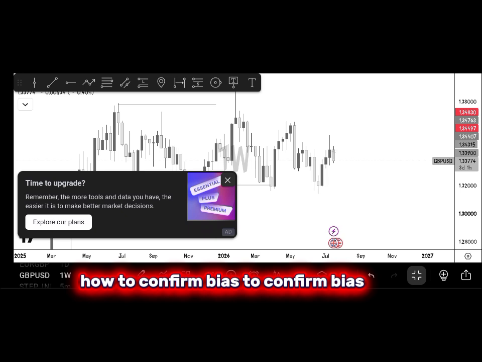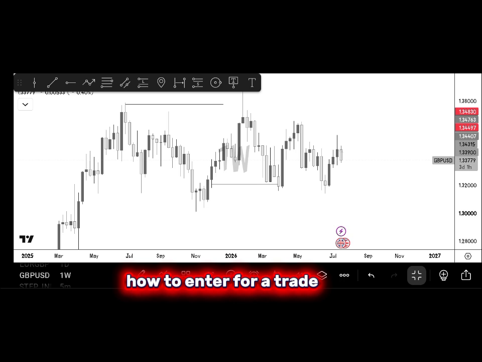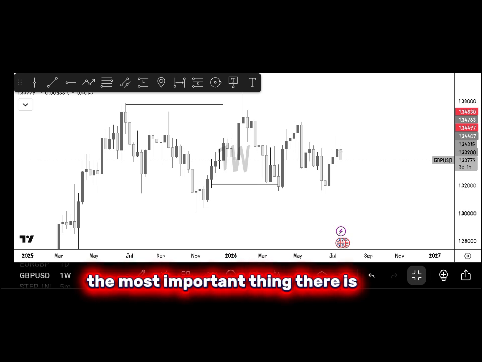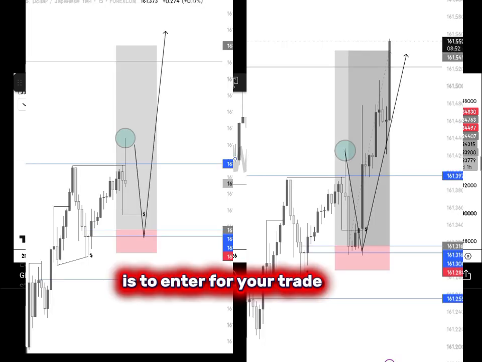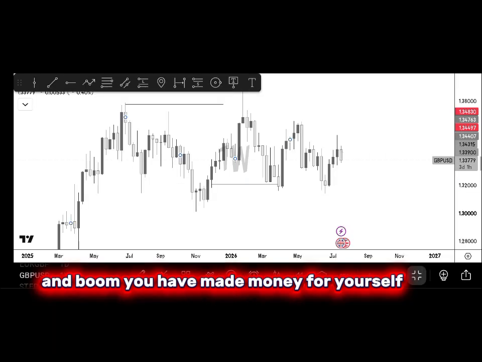How to confirm bias. To confirm bias, you need to see a certain move in the direction of your bias. How to enter for a trade. The most important thing there is to enter for your trade after you have confirmed your bias, and boom, you have made money for yourself.